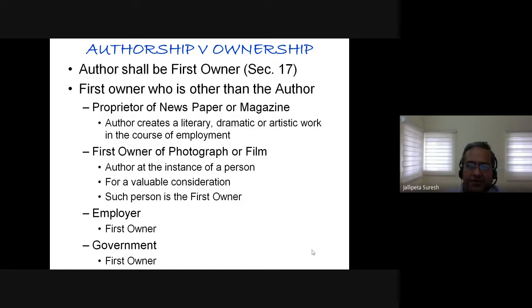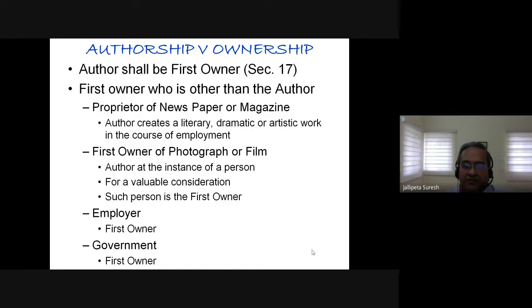What are those situations? Say, for example, a newspaper proprietor will be the first owner if the work is created by, for example, an editor, because the editor has created this work in the course of employment with the proprietor. So therefore, the first owner in this case would be the proprietor, not the author.